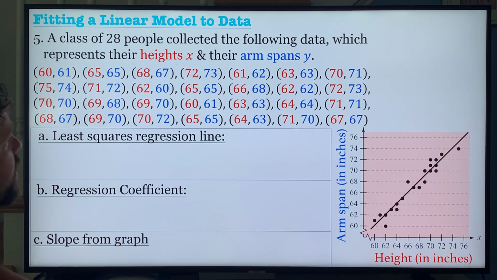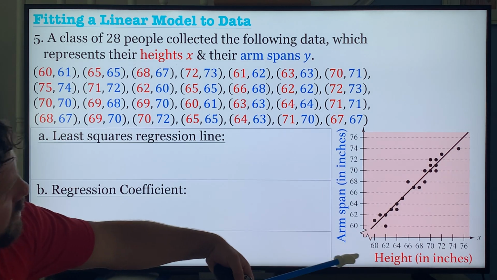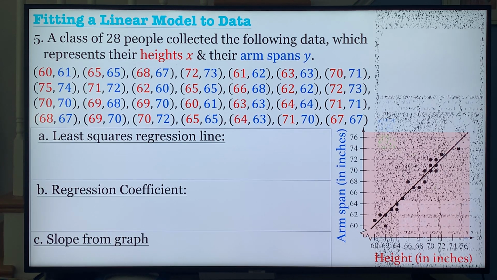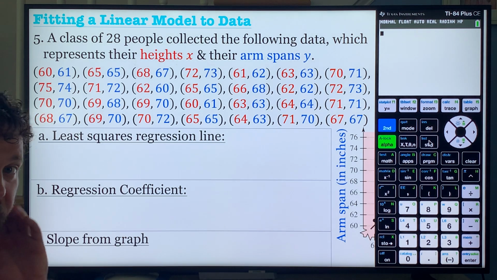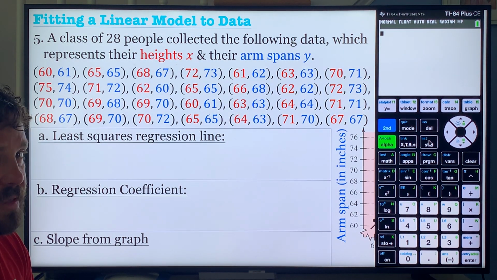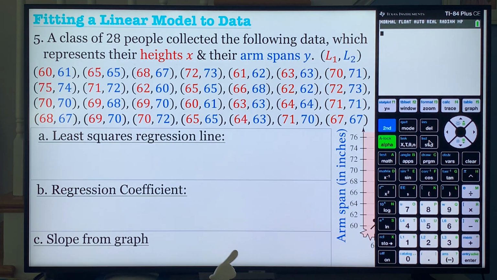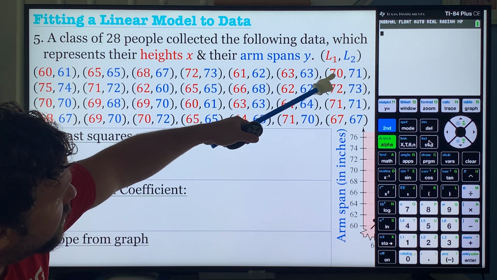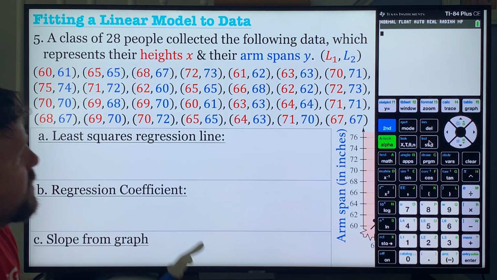A class of 28 people are collecting the following data, which represents heights and arm spans. So, this is a graph right here. This is your heights. This is your arm span in inches. So, all you're going to do, ready? And I want you to do this along with me, the first one. Eventually, I'm just going to get right to the answer. So, first thing, know that your first column is L1, that's your X. Your second column is L2.